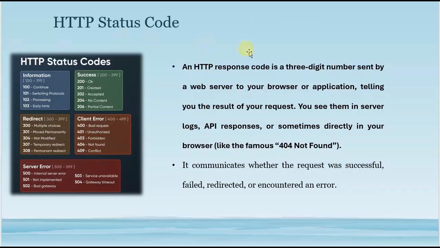Coming to the HTTP status codes, these are 3-digit numbers returned by the server, and they indicate whether a request was successful, redirected or failed. These codes are grouped into categories like success, client errors and server errors. Common examples include 200 OK for success, 404 Not Found and 500 Internal Server Error. They help developers and browsers understand the outcome of the request.